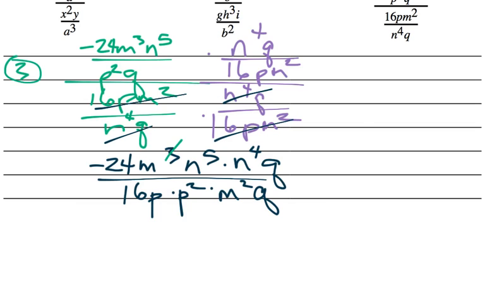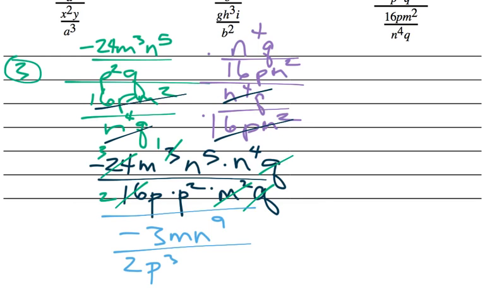I see m cubed and m squared, so that leaves me with m to the power of 1. I see 24 and 16, which leaves me with 3 over 2. I see q and q. And if you leave anything out, you can just go back and complete it in an extra step. So I have m times n to the 9th, and then p cubed with a 2 out front. And unless I made a mistake, that should be accurate.